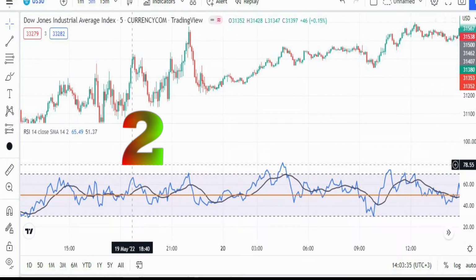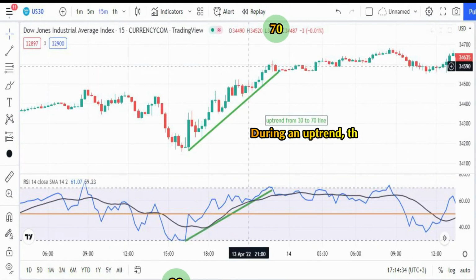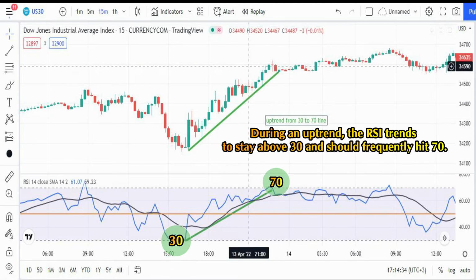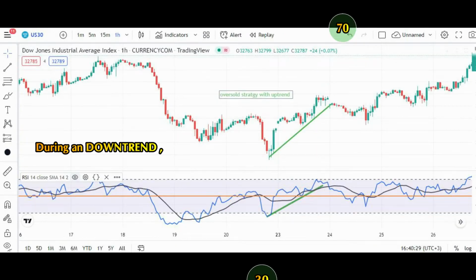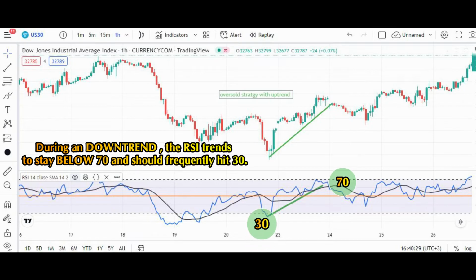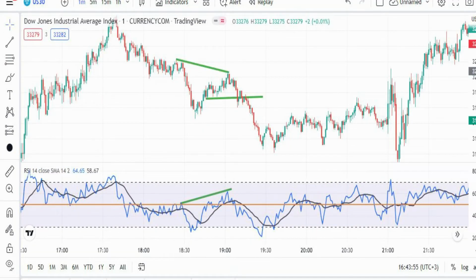Number 2. Trend strategy. During trends, the RSI readings may fall into a band or range. During an uptrend, the RSI tends to stay above 30 and should frequently hit 70. During a downtrend, it is rare to see the RSI exceed 70, and the indicator frequently hits 30 or below. These guidelines can help determine trend strength and spot potential reversals.